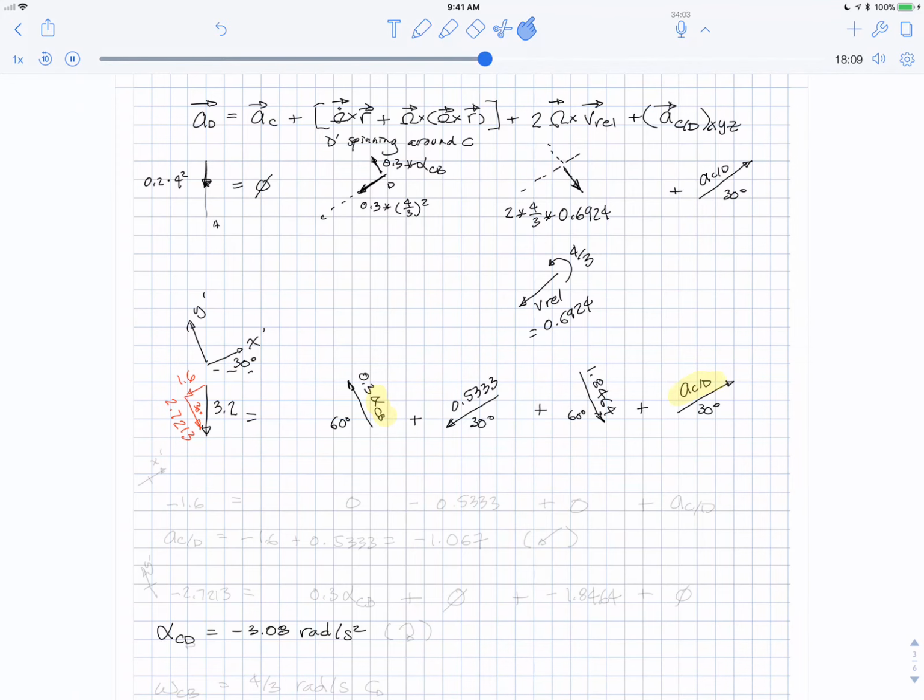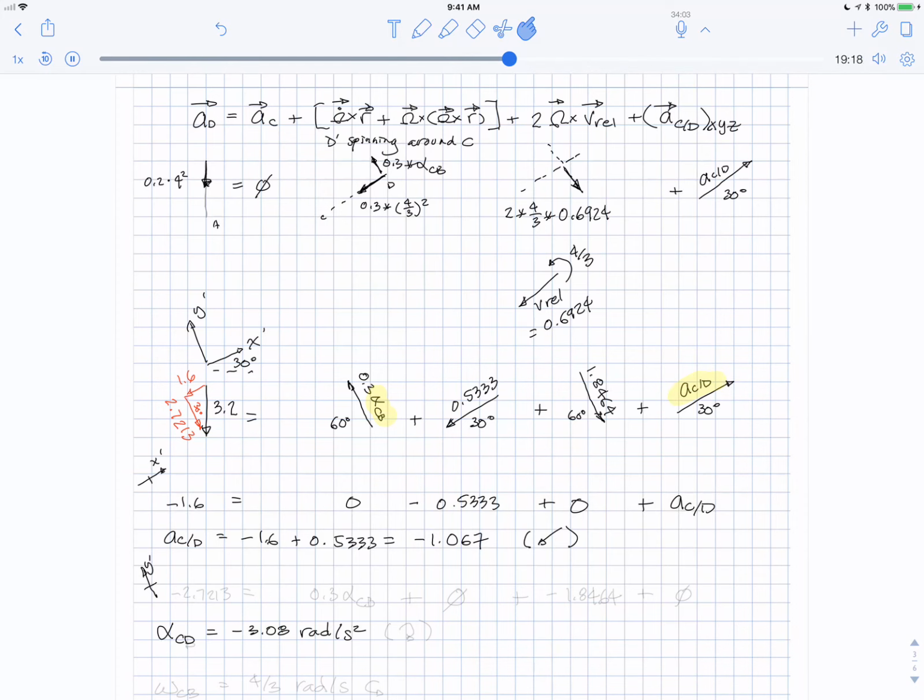Okay, so now all we have to do is take x prime and y prime components. Let's do x prime first, uphill positive. So that's minus 1.6 going downhill. That doesn't have a component that way. Minus 0.5333 going downhill. That doesn't have a component in the x prime direction. Plus a of c relative to d. So you solve for that. A of c relative to d equals minus 1.6 plus 0.5333, and that equals minus 1.067. So 2 times in a row I guessed the direction wrong. That means the a of c relative to d is actually going downhill.